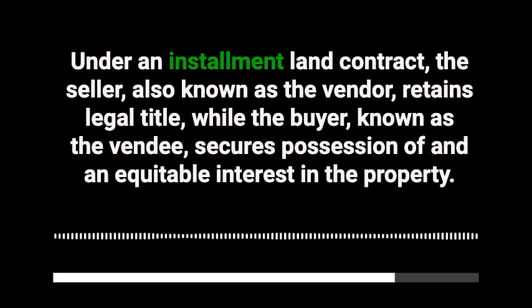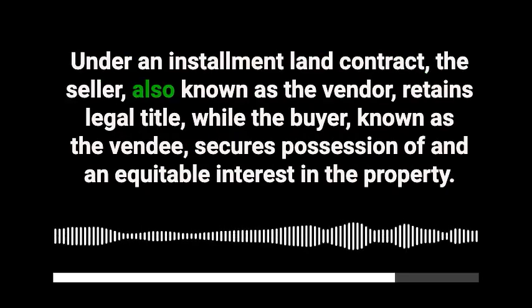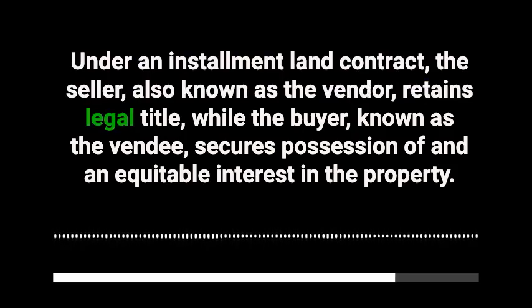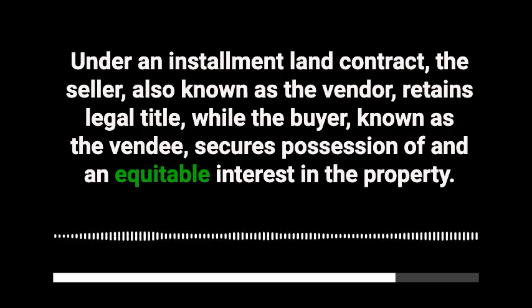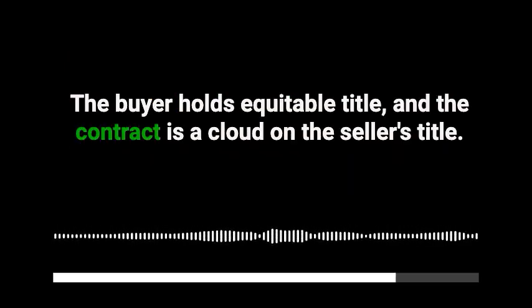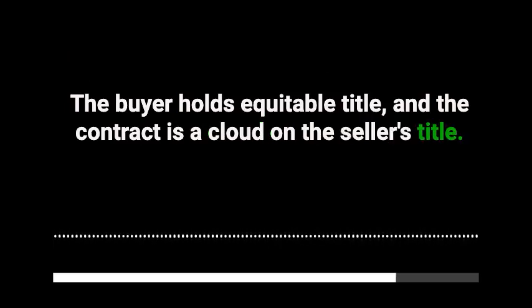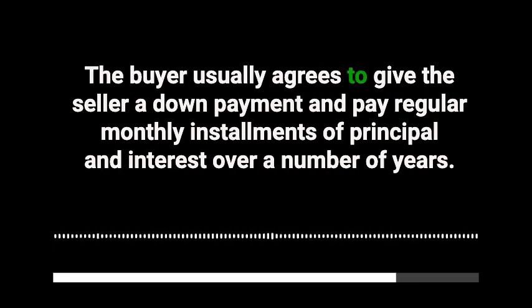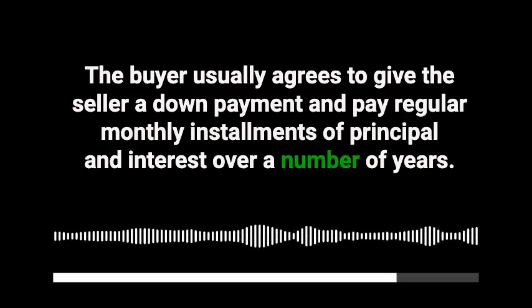Under an installment land contract, the seller, also known as the vendor, retains legal title, while the buyer, known as the vendee, secures possession of an equitable interest in the property. The buyer holds equitable title, and the contract is a cloud on the seller's title. The buyer usually agrees to give the seller a down payment and pay regular monthly installments of principal and interest over a number of years.